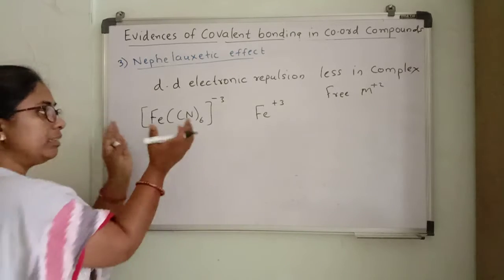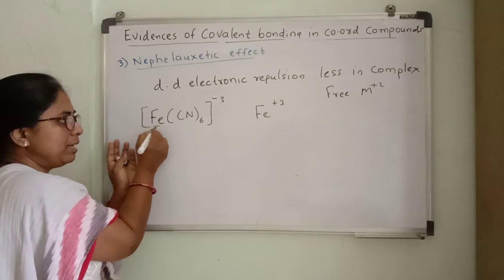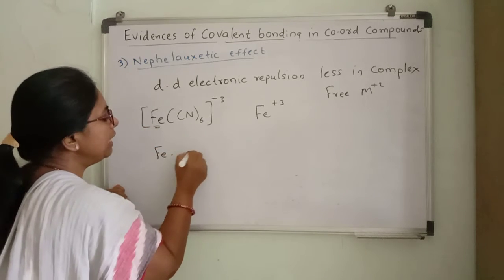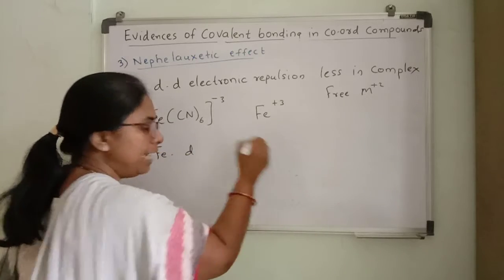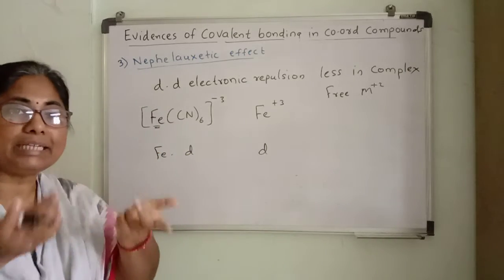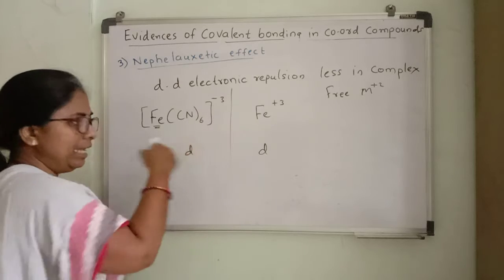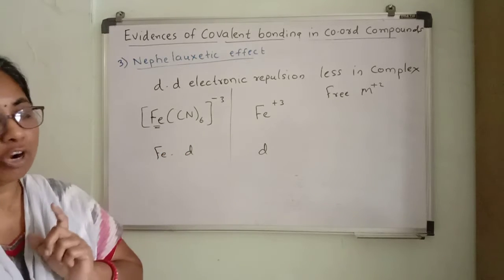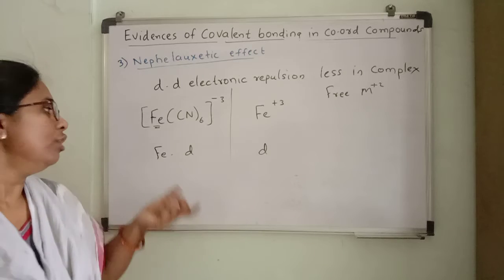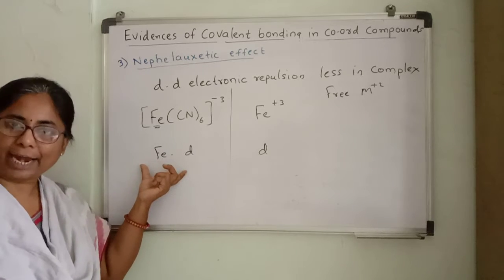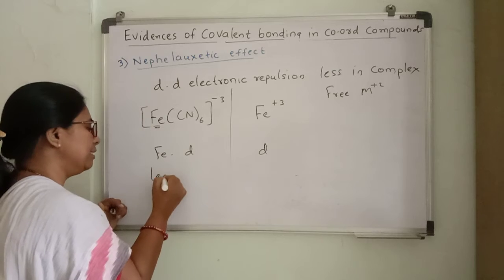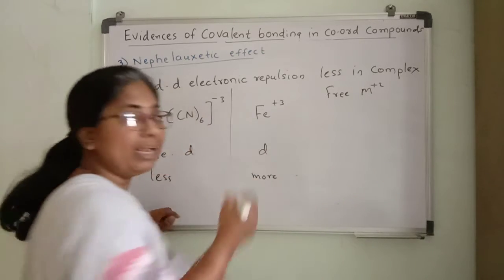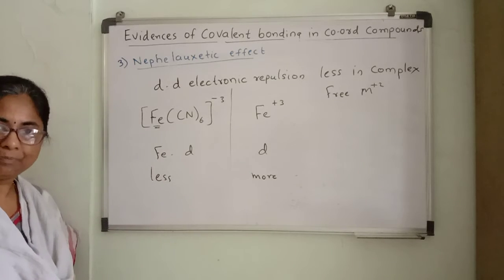Now see, this complex has a metal ion, so this metal has d electrons, and the free ion also has d electrons. Electron repulsion takes place everywhere. Over here the d-d electron repulsion is less, and here the d-d electron repulsion is a little bit more. Clear? Now why is this repulsion less?